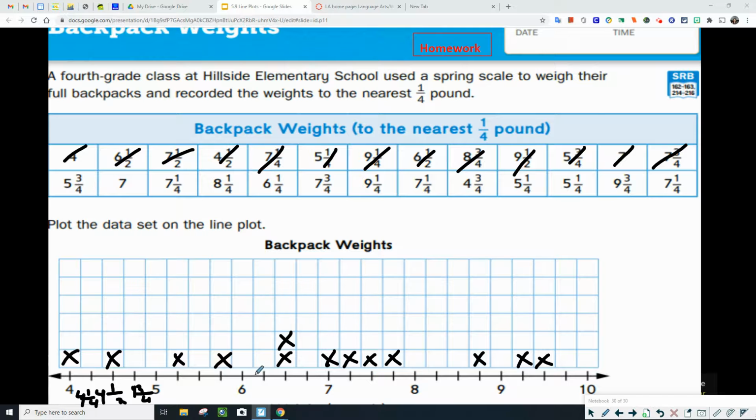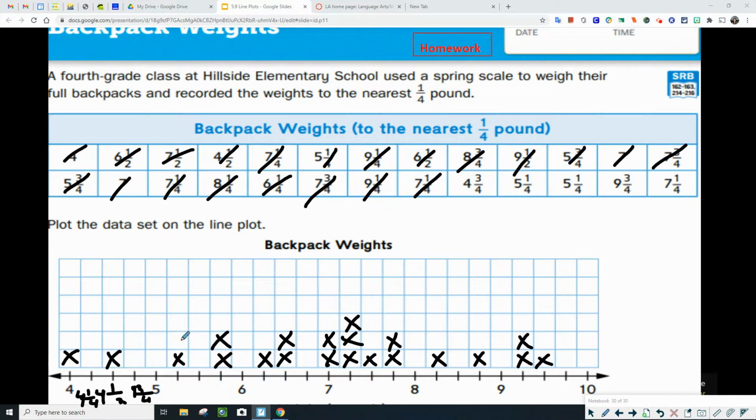So here's 5 and 3/4 again. That's the second one, so it would go up here. 7 is the second one, so it would go up there. 7 and a 4th is the second one. 8 and a 4th, that's the first one because it's the first one after the 8. 6 and a 4th, that would be the first one. 7 and 3/4, that's the second one, so it would come up there. 9 and a 4th, that's the second one. 7 and a 4th, that's the third one.